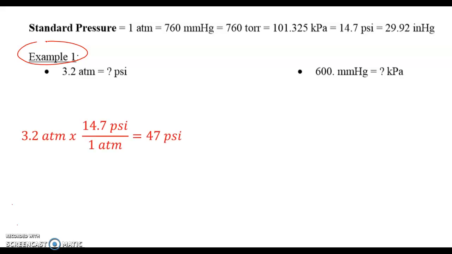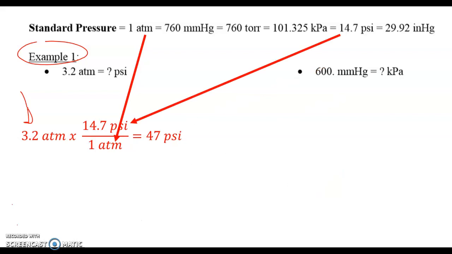You can see here that I took what I was given, 3.2 atmospheres, and then I set up a unit conversion. How did I get these numbers? Well, first of all, I got 1 atmosphere. I put that on the bottom because I want to cancel out the atmospheres. And then I took 14.7 psi and put it on the numerator. Simply multiply that, and of course my atmospheres cancel out, and I'm left with 47 psi. Of course, I'd want to use my sig figs.